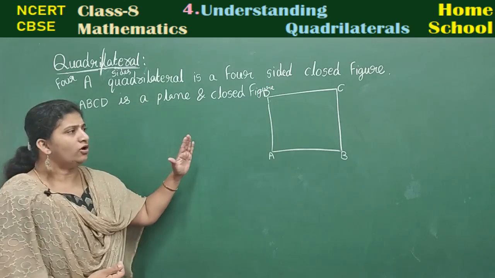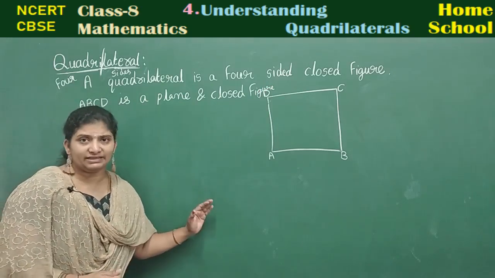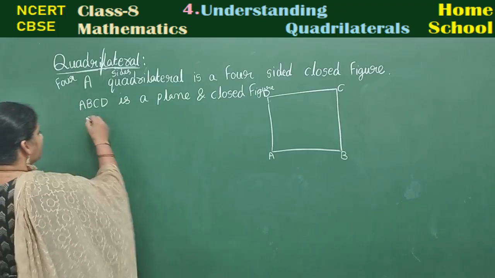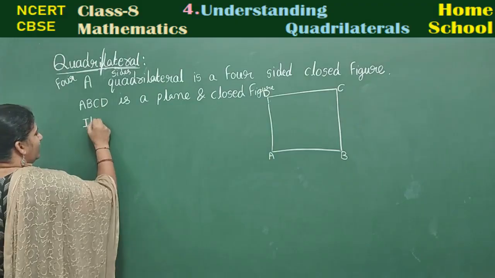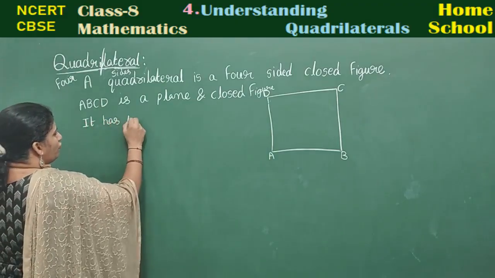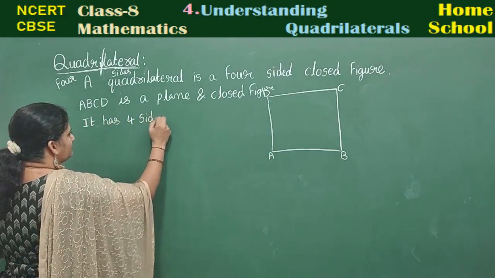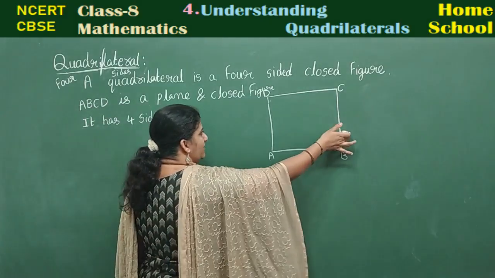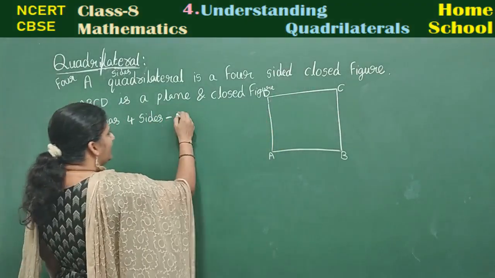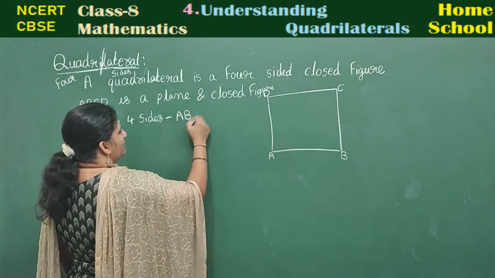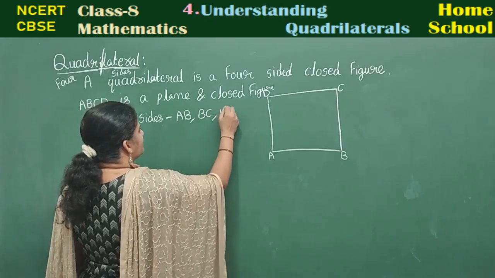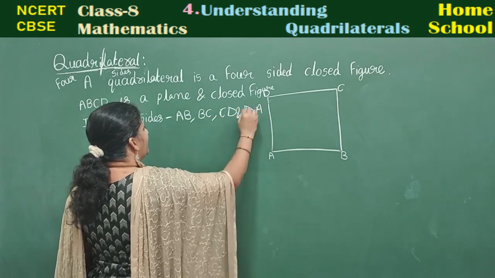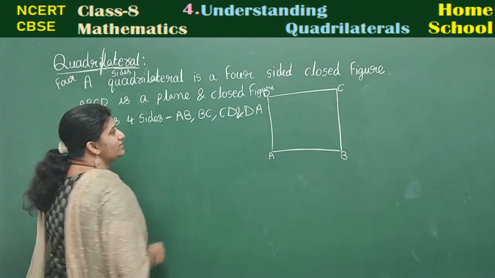Now, what are all the things we need to understand in this quadrilateral? What does it have? It has 4 sides. What are the 4 sides? Identify. AB, BC, CD and DA. These are all sides.